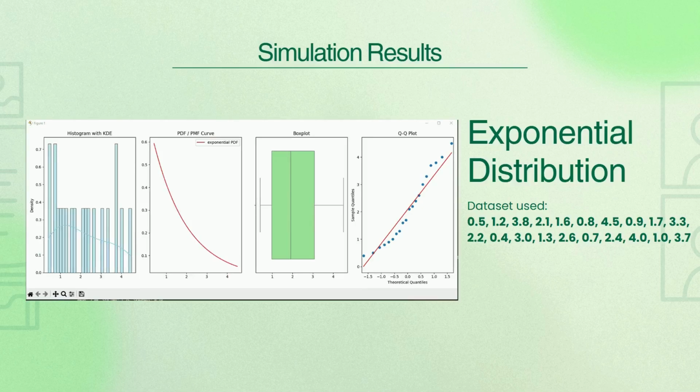Next is the exponential distribution. The histogram with KDE is right skewed with tail decay. The PDF curve aligns well with the histogram, especially for small values. The box plot is right skewed, with the median left of center and no outliers. The QQ plot deviates from normal, as expected for exponential data. For the conclusion, the data follow an exponential distribution, and the strong skewness and non-normality are consistent with the model.